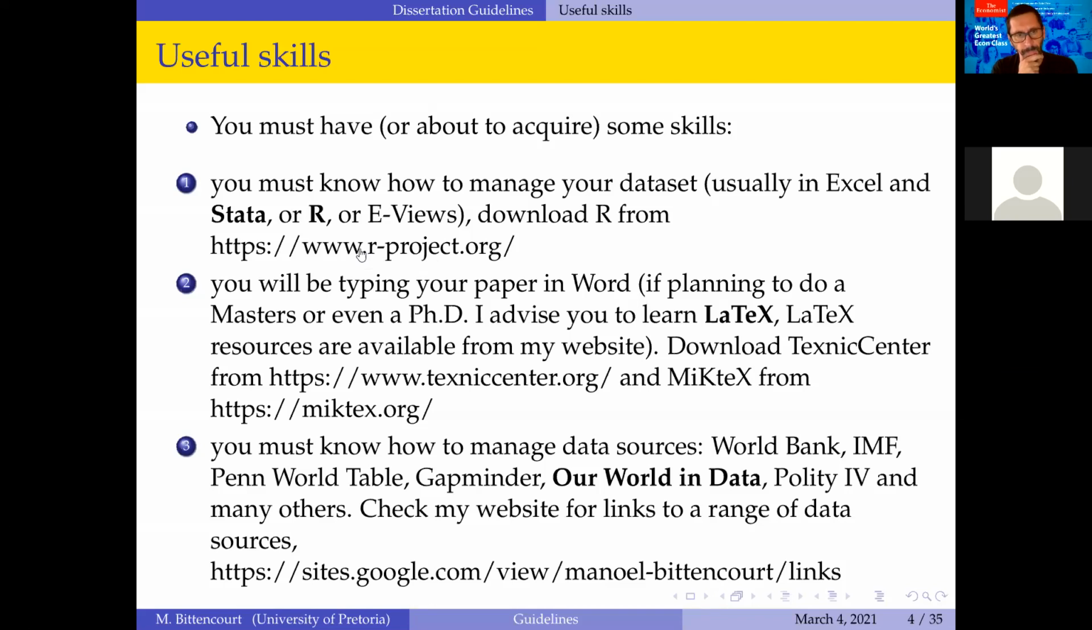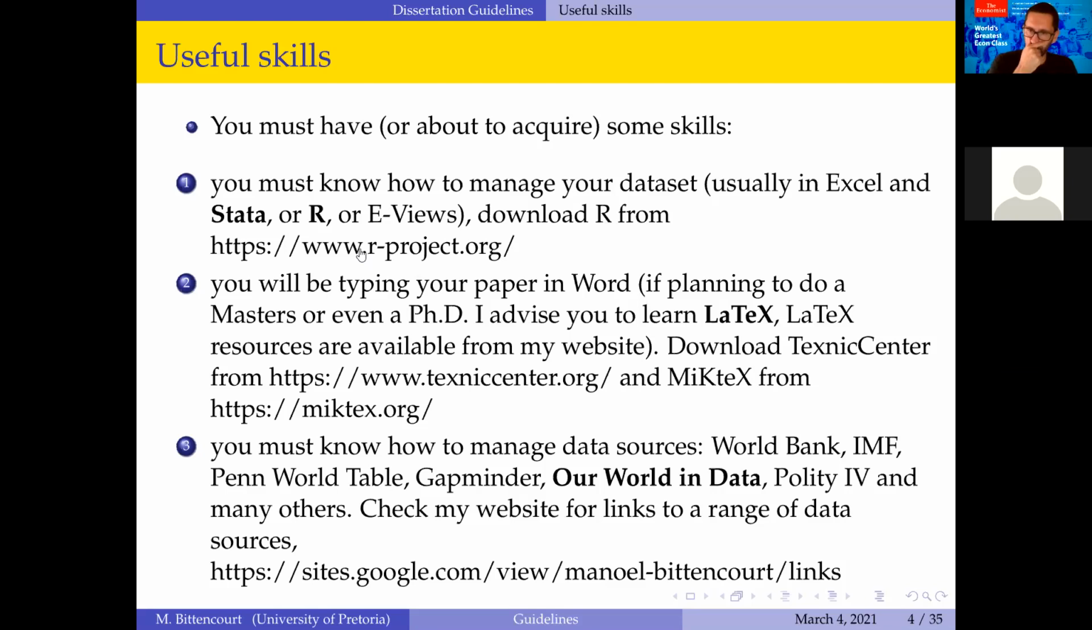What else do you need? You'll be typing your paper in Word. Professional economists don't really use Word, but most people do. But if you are planning to do a master's or even a PhD, I advise you to learn LaTeX. LaTeX resources are available from my website. I'm going to show you my website in a few moments, what sort of resources you can get from there.